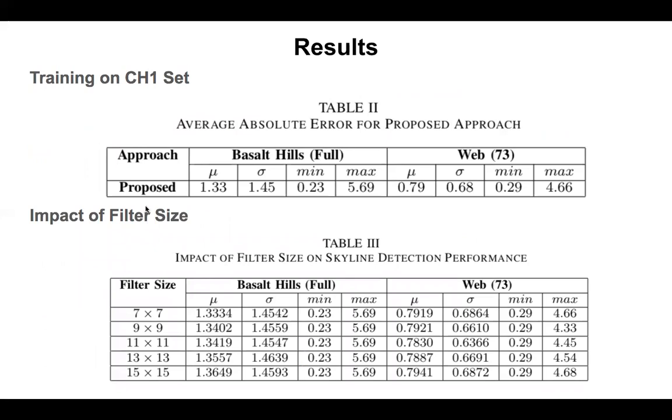So over here we have used the CH1 dataset as the training set, and we have used Basalt Hills and Web data as the test set. And over here we are looking at the mean absolute average error. Next, we have looked at the size variation for the filters. We have ranged from 7 by 7 up to 15 by 15, and there is not very much gain or loss based on the window size or the filter size, but the 7 by 7 filter is going to be the faster one.